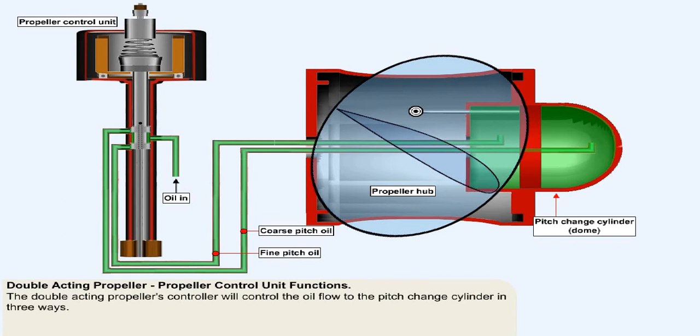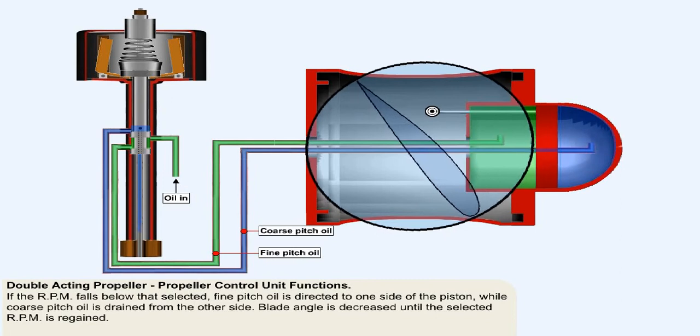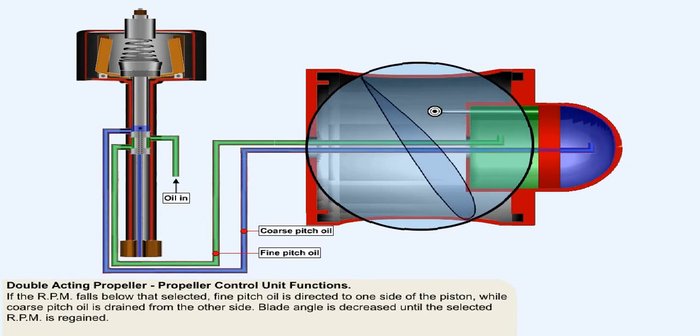The double-acting propeller's controller will respond to the various demands made by the pilot regarding the propeller RPM to control the oil flow to either side of the piston in the pitch change cylinder in three ways. If the propeller is underspeeding, then the flyweights will be leaning inwards because of the reduced centrifugal force, allowing the speeder spring to push the landed valve downwards. This will allow the unit to supply oil to fine off the pitch of the propeller, while simultaneously porting coarse oil to return. The piston will move to fine off the blades, causing an RPM increase.